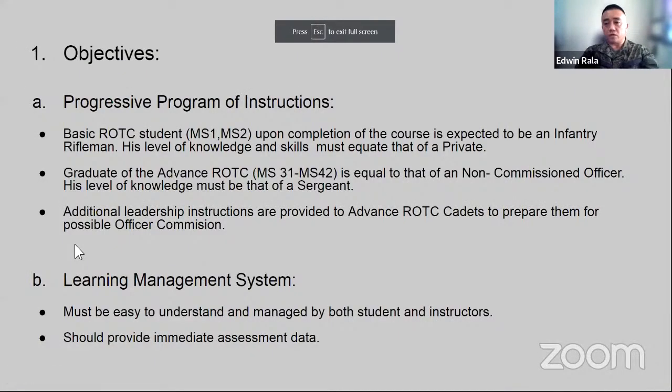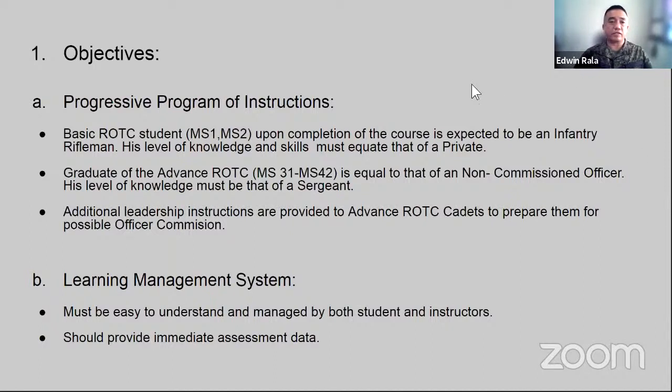Next. I will present the objectives we pursued during the past two semesters when the campus was under lockdown. Before our ROTC training started last semester, the first semester of last year, the Army Reserve Command, or ARESCOM, handed down a new program of instruction, which we were supposed to implement starting last semester. This is the progressive program of instruction. What are its objectives?